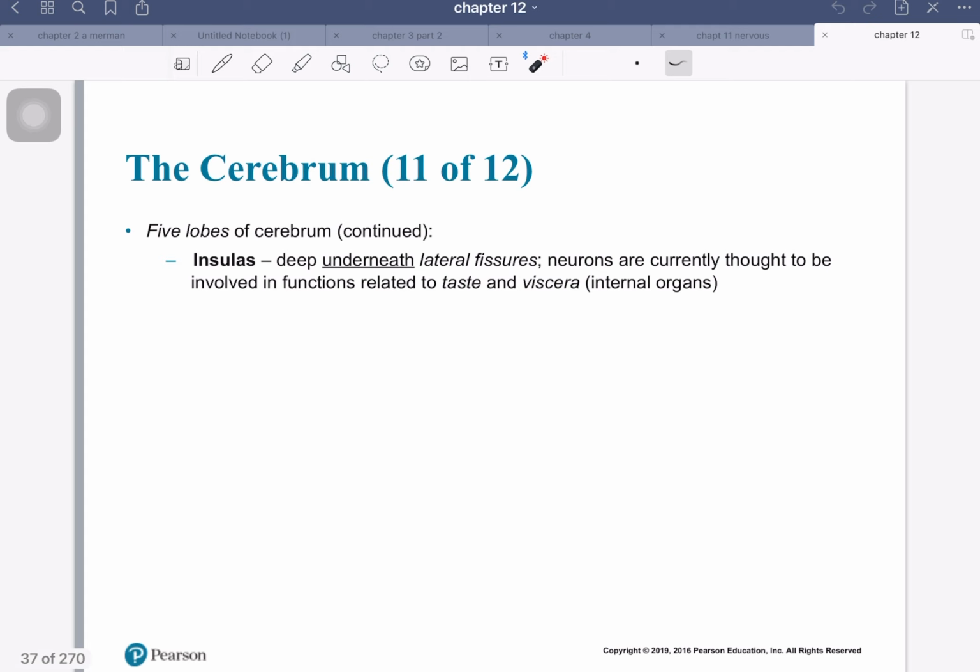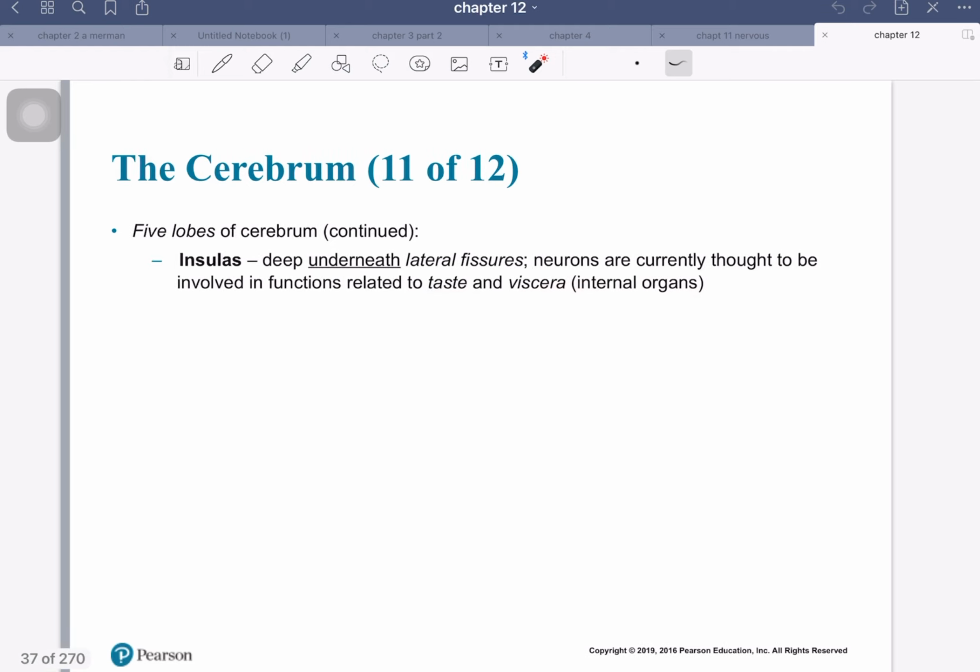And the insulas, there's one on each side, they're deep underneath the lateral fissures. And there are still parts of the brain where we're really trying to work out their exact relationship to other parts of the brain, what processing they do, etc. But they really seem to have a role when it comes to taste and viscera, the internal organs.